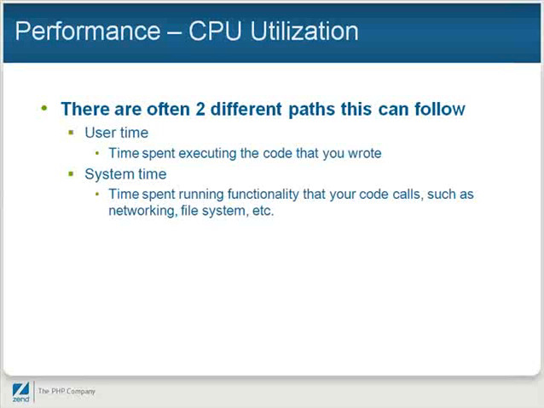The first one is user time. This is time being spent executing the code that you want, and then you have system time, which is time spent running functionality that your code calls, such as your network or file system or things like that. It's all kind of a big web, everything's interconnected, but those are the two different paths you can route. Typically what you want to see in your application is actually high user time, because the more time that's being spent running in user time, that's time spent running your PHP code.